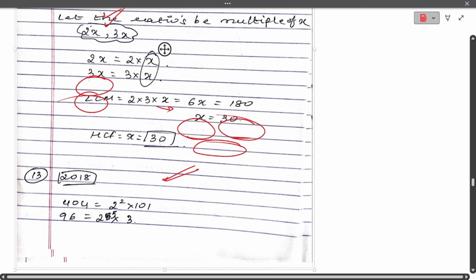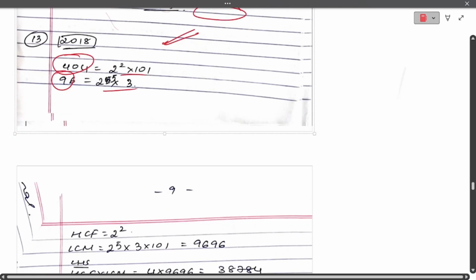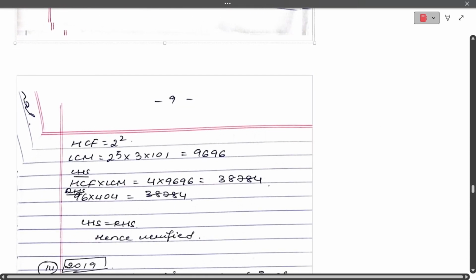Question number 13 we have here is, find the HCF and LCM of 404 and 96 and verify that HCF into LCM is equal to the product of the two numbers. So first, for 404 and 96, find out the factors. So these are the factors. Upon finding out the factors, you'll find out the HCF.